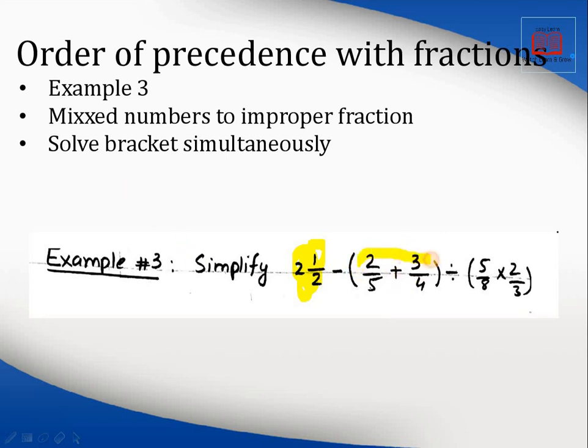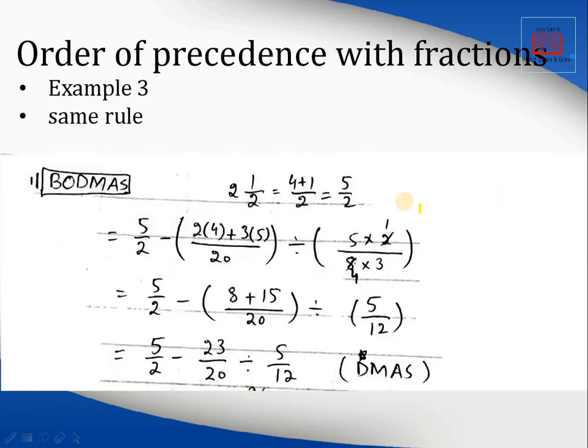Then you can see that there are two brackets available. This is one bracket and this is another. We can solve the brackets one by one, or we can solve them simultaneously. There is no problem. Either we can solve this bracket first, or we can solve the second bracket first, it doesn't make any difference, and we can also solve these brackets simultaneously. So converting these to 4 plus 1, 5 by 2, put 5 by 2 right here, and replace 2 and 1 by 2 with 5 by 2 minus.